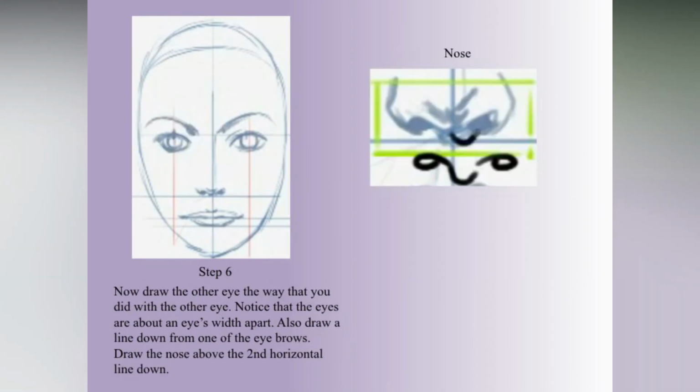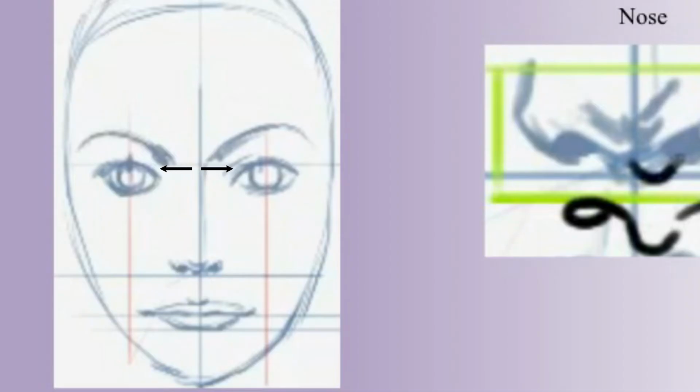Now draw on the other eye and make sure that they are both similar in size. Notice that the eyes are about an eye's width apart, and also draw a line down from one of the eyebrows. Draw the nose above the second horizontal line down.